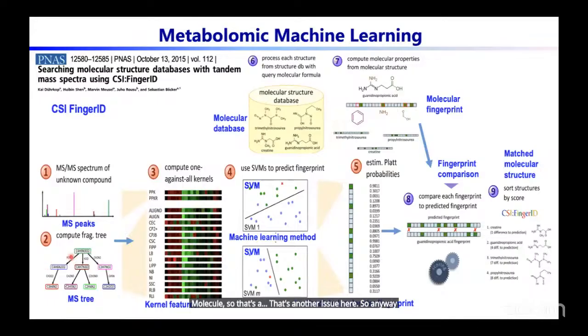So anyway, you can think that we can generate this kind of fragment tree, and each node is marked by a particular molecular formula of a particular molecular mass. Obviously, the lower-level fragments must have a mass smaller than the top one, the root one. This is the root, and then you have the branching out, so the mass is further reduced. Anyway, you have this fragment tree, and then you can develop a feature. In this case, the authors developed these kernel features and then sent them to SVM, a machine learning method, to train and predict.